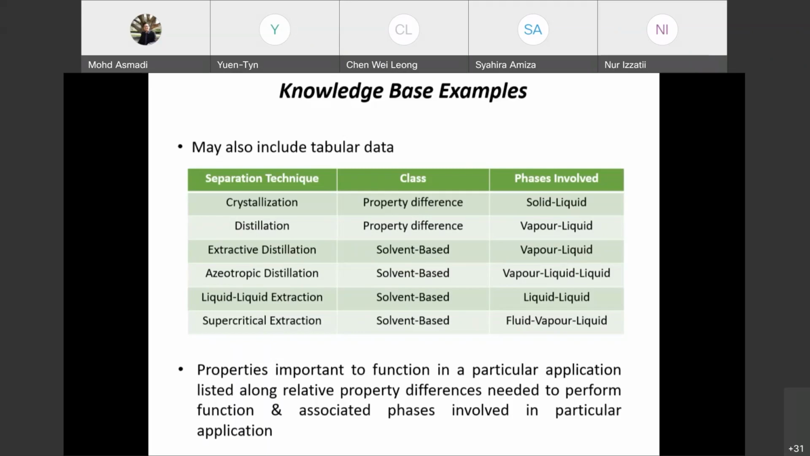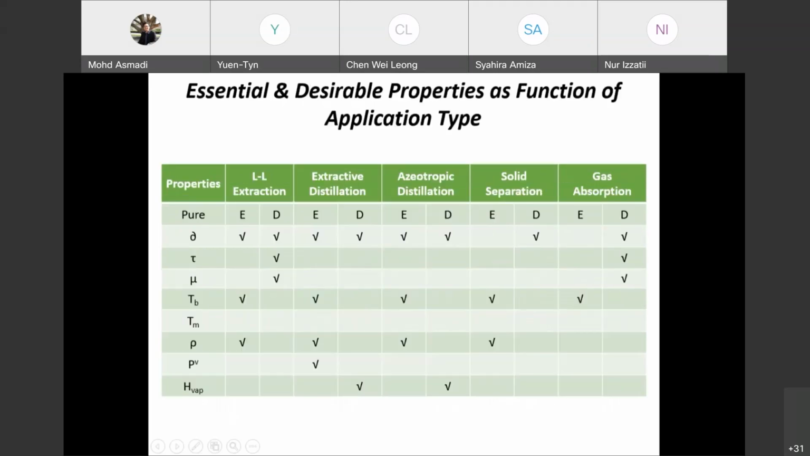And also we have essential and desirable properties as a function of the application type. This must be related. If you look at here: solid liquid, vapor liquid, vapor liquid, vapor liquid. This is the essential and desirable properties. So what are the properties involved? Like this one, delta, tau, mu, TB boiling point, melting point. Rho is density, vapor pressure, enthalpy of vapor. For liquid liquid, essential must be this one. Delta, I'm not sure. Boiling point, of course, liquid liquid, and density.